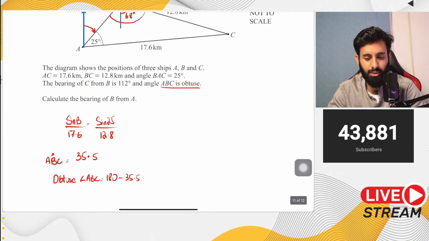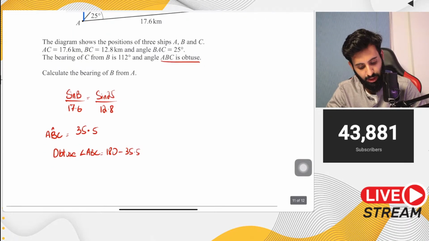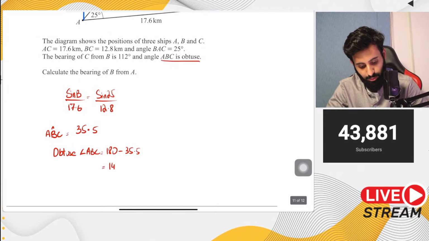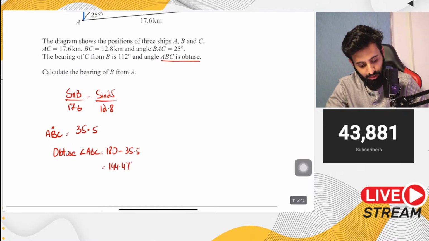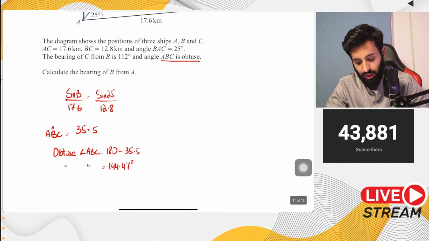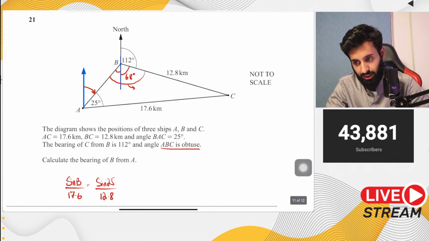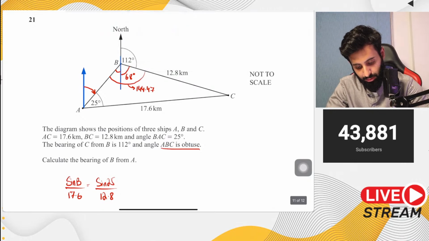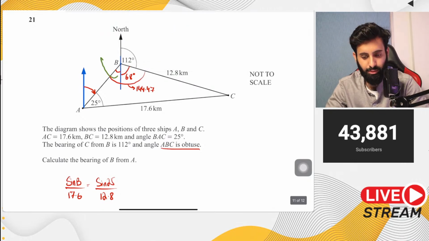So let's do that, 180 minus the answer. So we're looking at 144.47 degrees. Okay, so this is the obtuse angle ABC. If this entire angle is 144.47, what can you tell me about this little angle over here? You're going to do 144.47, and from it you will subtract 68.